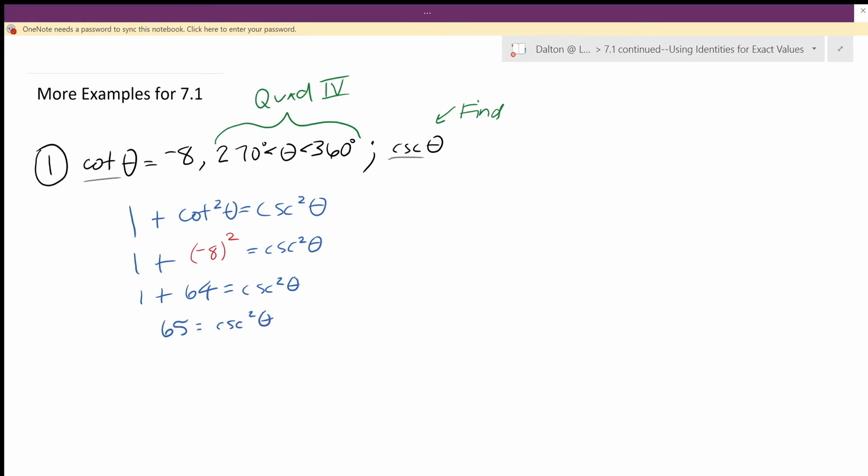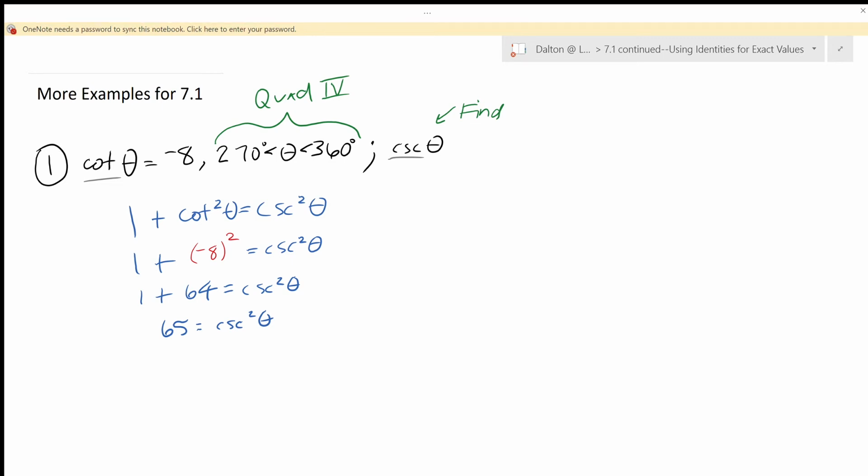And then in order to get cosecant alone, we're going to take the square root of both sides. And when we take the square root of something in algebra, it's going to cancel with this square, right? So we're just left with cosecant of theta equals plus or minus the square root of 65. Now, back in our original given information, we're concerned with theta being in quadrant 4. So what that means is in quadrant 4, we need to figure out whether cosecant is positive or negative.